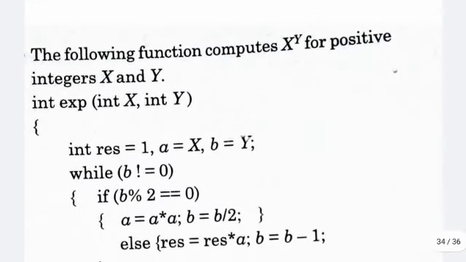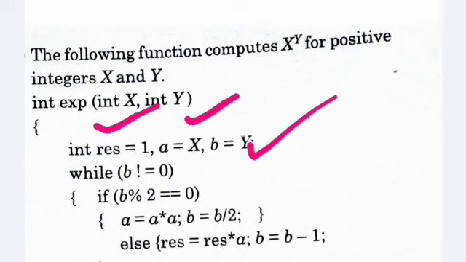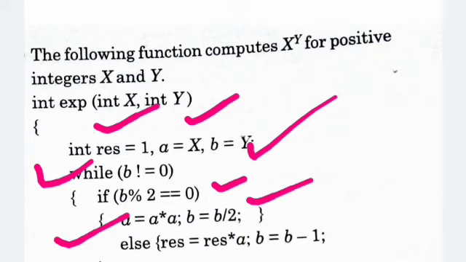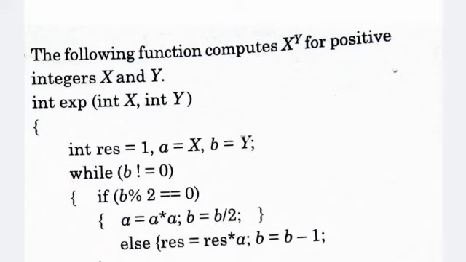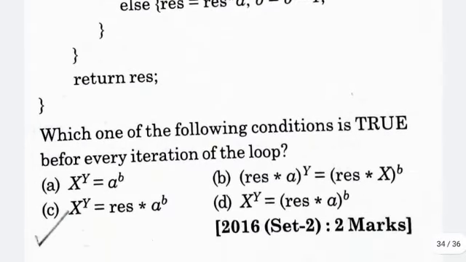Now come to the next question. The following function computes x to the power of y for positive integers x and y. The function takes int x, y, two parameters x and y, and gives the initial values res equal to 1, a equal to x, and b equal to y. Now the while condition is b is not equal to 0. Then if b mod 2 equal to 0, we put a equal to a into a and b equal to b divided by 2, else res equal to res into a and b equal to b minus 1. Now return the value of res.